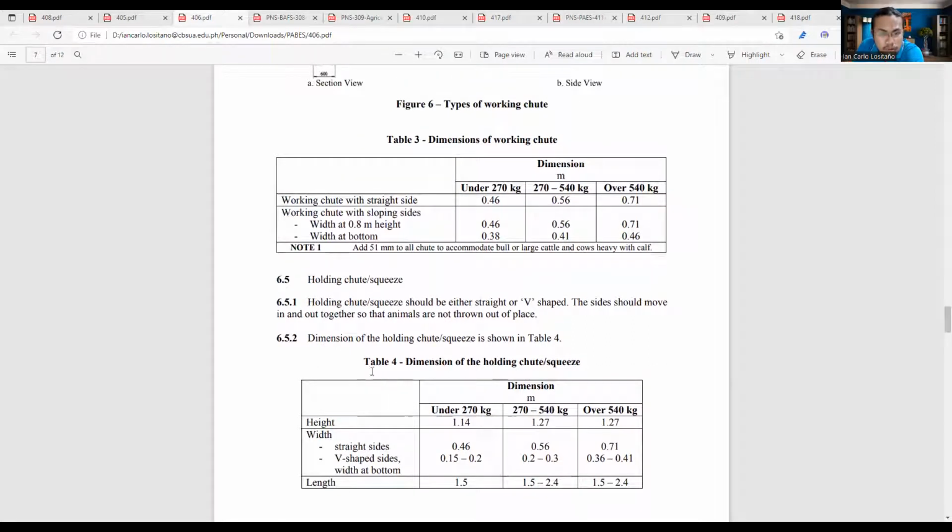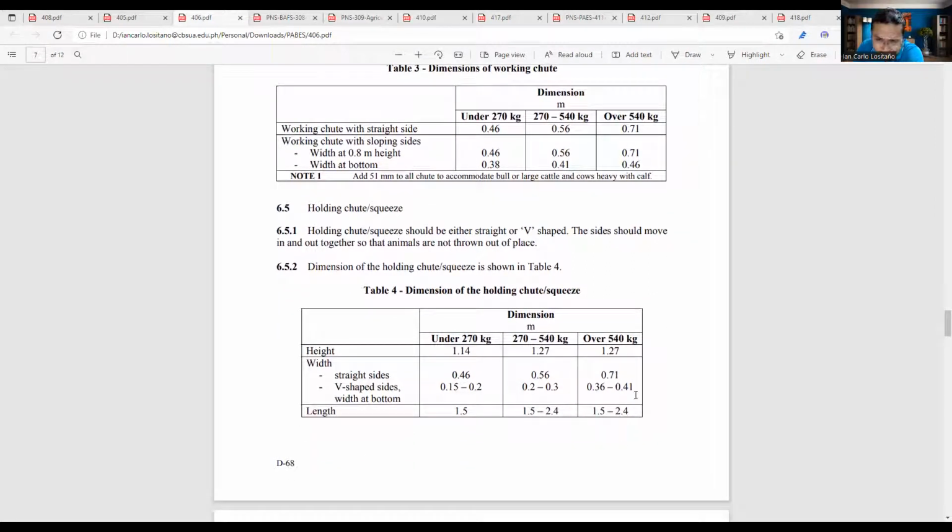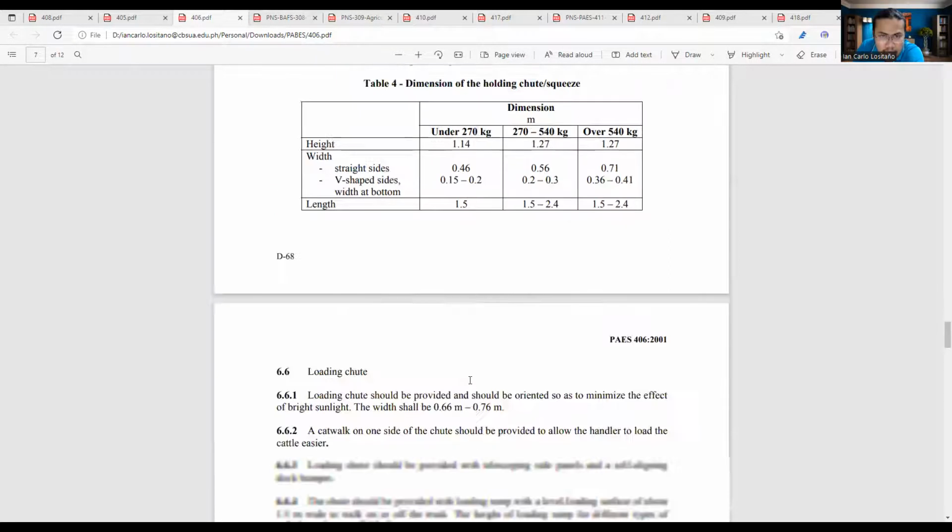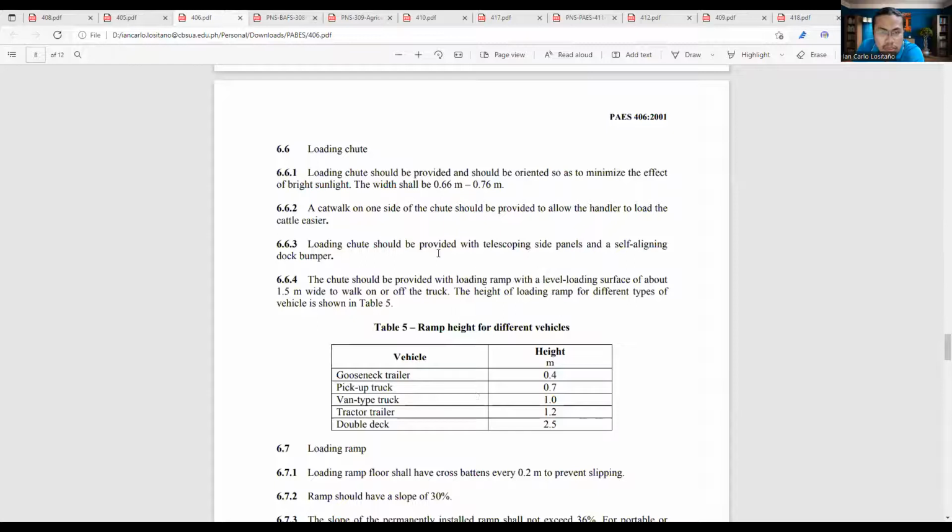And then you have here the holding chute, depending again on the weights of the animals. Okay, the height, the width, and the length are also variable. Now for the loading chute, this should facilitate the movement of the animals from the pasture, from the corral area to the trucks, and thus there's a ramp that is required depending on the vehicle: for a gooseneck trailer, for a pickup truck, for a van type truck, okay, for a tractor trailer, and also for double decks. The double decks at 2.5 meters height. Okay.